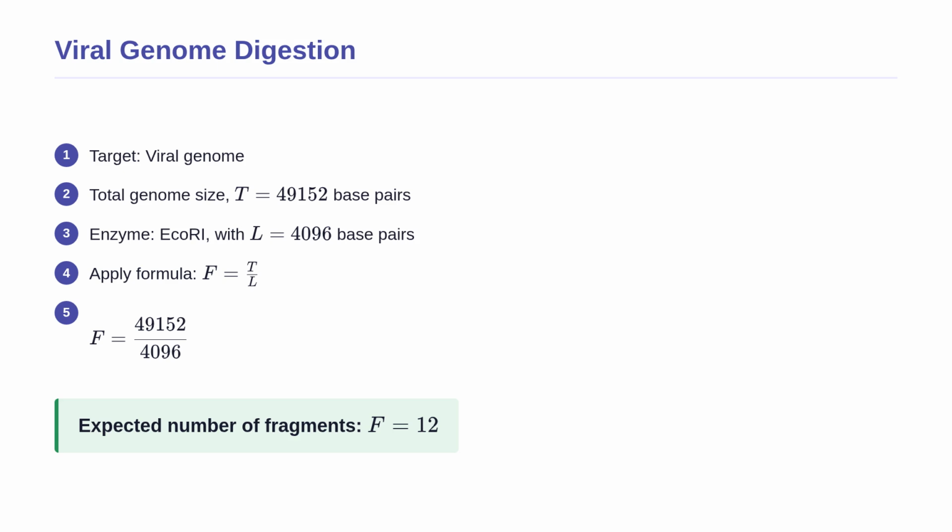We choose our division formula because it tells us how many times the average cut distance fits into the total length. We take the total genome size of 49,152 and place it in the numerator. We then divide it by our previously calculated average fragment length of 4,096 in the denominator. The final answer is exactly 12 fragments. Physically, this means if you digest this specific viral genome with EcoRI, you can expect the DNA to be chopped into roughly a dozen distinct pieces.